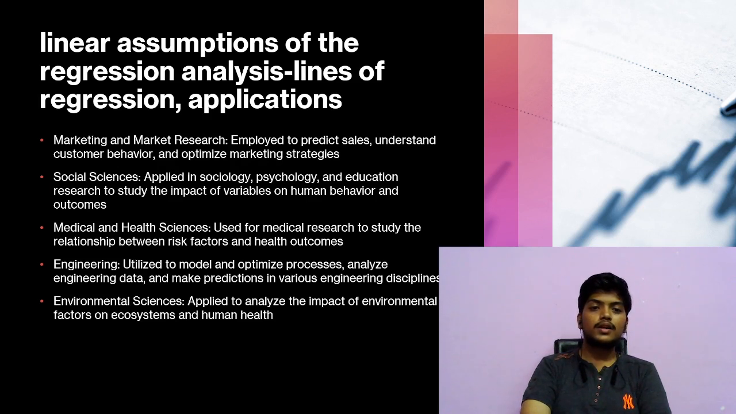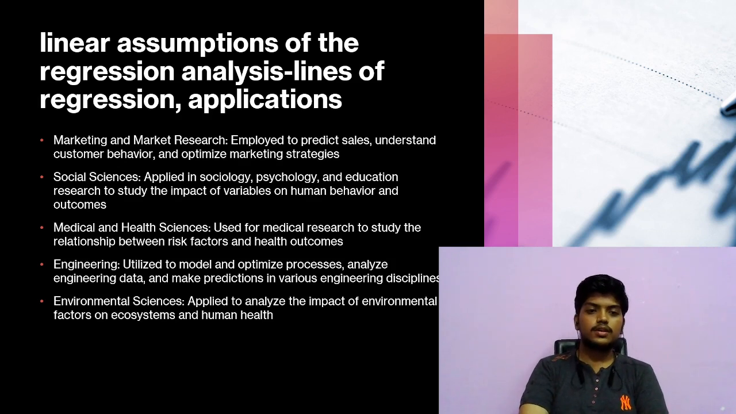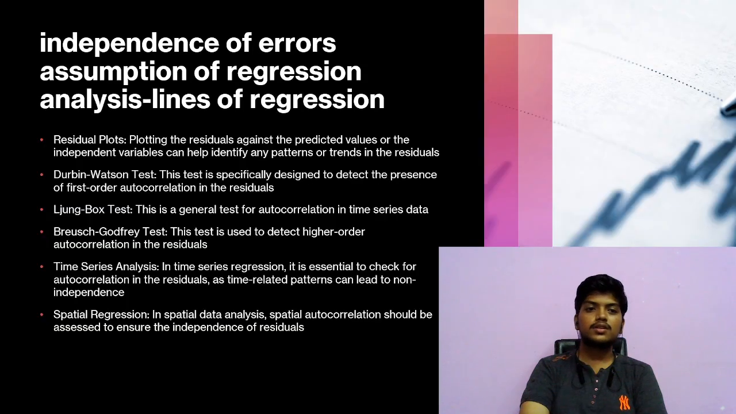In social science, applied in sociology, psychology, educational research to study the impact of variables on human behavior and outcomes. Medical and health science: used for medical research to study the relationship between risk factors and health outcomes. Engineering: utilized to model and optimize processes, analyze engineering data, and make predictions in various engineering disciplines. Environmental science: to analyze the impact of environmental factors on ecosystems and human health. Quality control and manufacturing: used to assess the impact of factors on product quality and to optimize manufacturing processes.